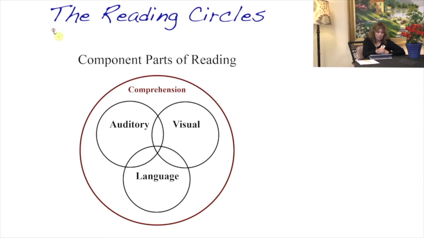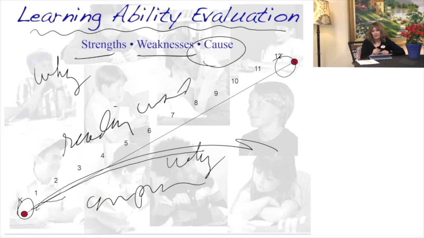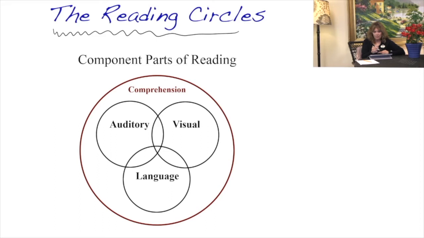Let me take you back for a second. One of the primary reasons students don't do well in school has something to do with reading words or comprehending language. Usually that's the case. And that takes us to the reading circles, so I can help you understand the component parts of reading.